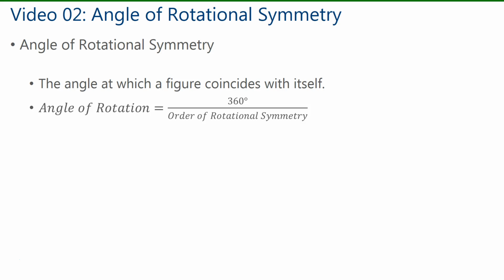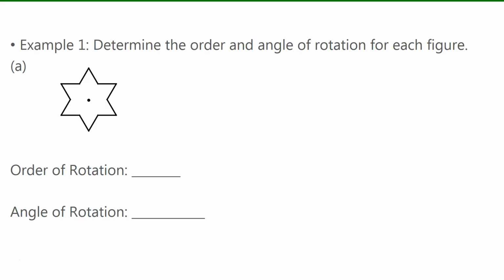So now to find the angle of rotation of any figure, you take 360 degrees and then divide that by the order of rotational symmetry. So example 1, we have to determine the order and angle of rotation for each figure.